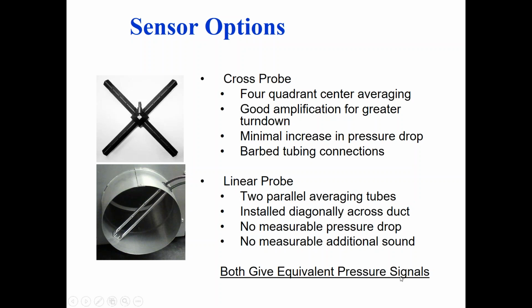There are two different kinds of pressure probes you can get. Almost every manufacturer uses this cross probe on the top up there. It looks like an X. That's the most common type. Two of the manufacturers use this linear probe, specifically Carrier and Krueger. They also offer the option of getting the cross probe if you prefer.